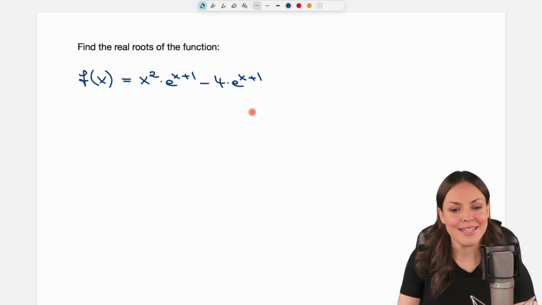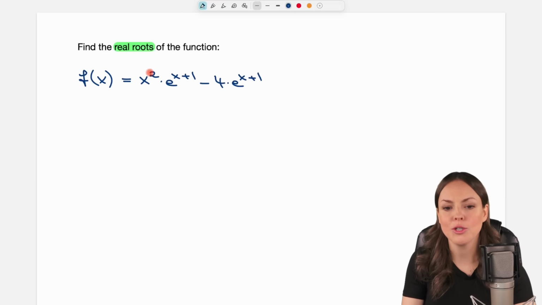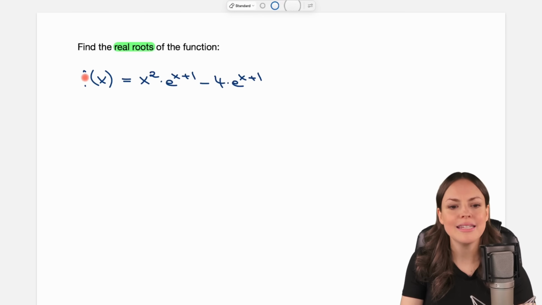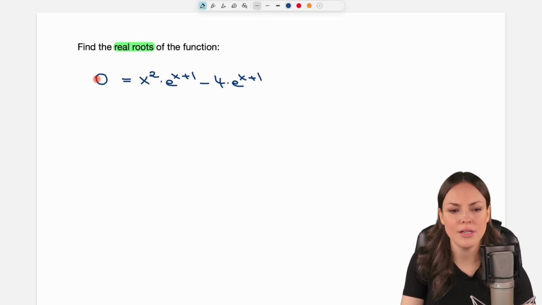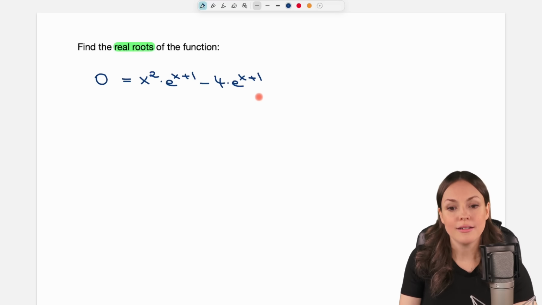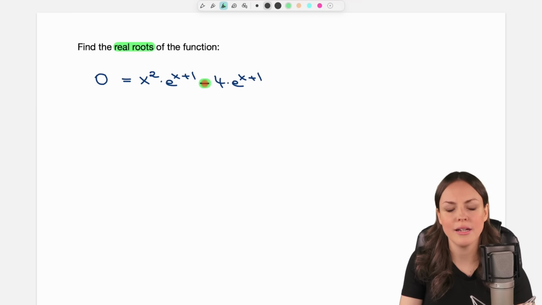Next example, it gets a little bit more complicated, but we still want to find the real roots. So we take our function, no matter how it looks, and set it equal to 0. What do we have here now? This structure here often happens if you're working with derivatives. So we have a difference here. So we have a first part and a second part.